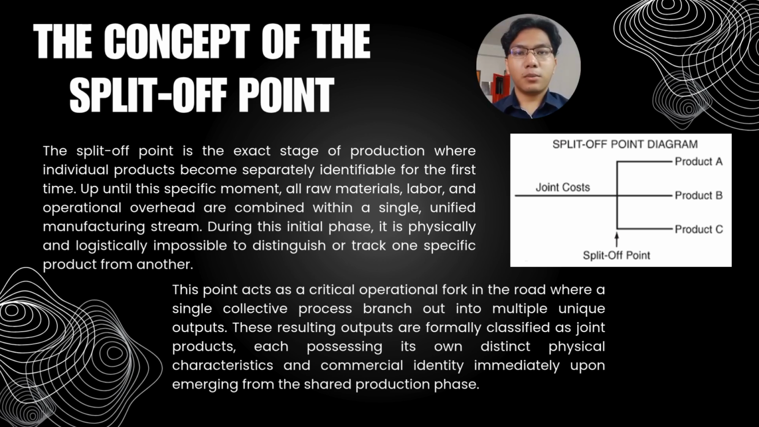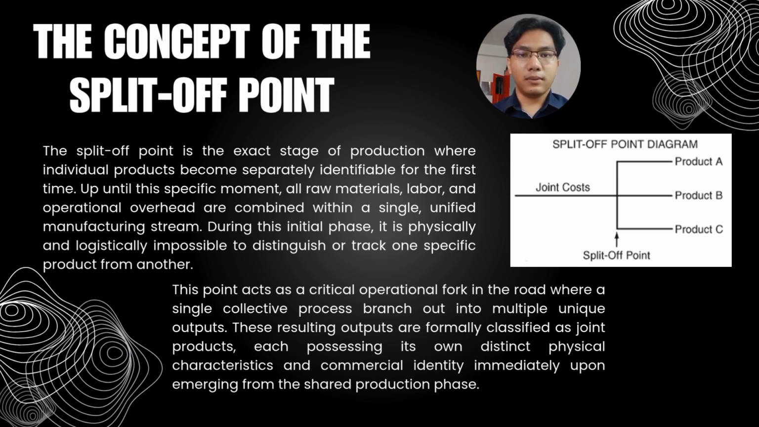In any joint manufacturing process, the split-off point is the exact stage of production where individual products become separately identifiable for the first time. Think of it as a moment of transformation. Up until this specific moment, all raw material, labor, and operational overhead are combined within a single unified manufacturing stream. During this initial phase, it is physically and logistically impossible to distinguish or track one specific product from another because everything is mixed together.